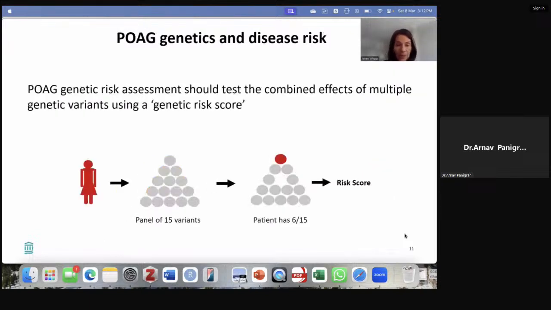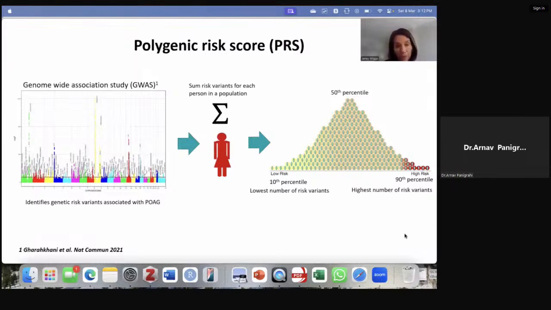So it doesn't make sense to test these families or these people for individual genetic variants. Instead, we need to test for a group of variants, or a risk score. Recent methods have been developed to allow for calculations of polygenic risk scores, which are based on genome-wide association studies and can test for thousands of genetic variants at one time.